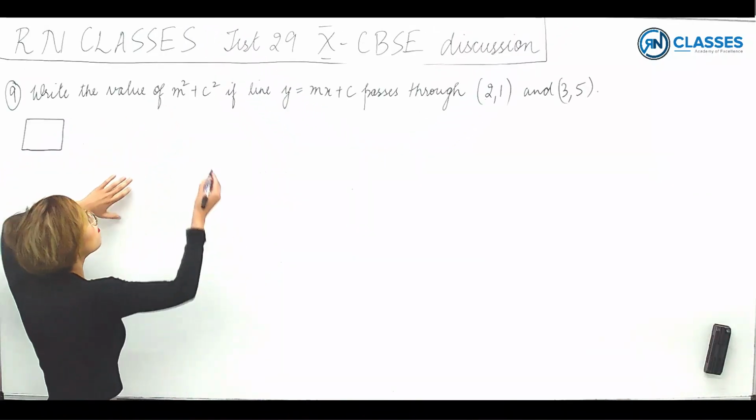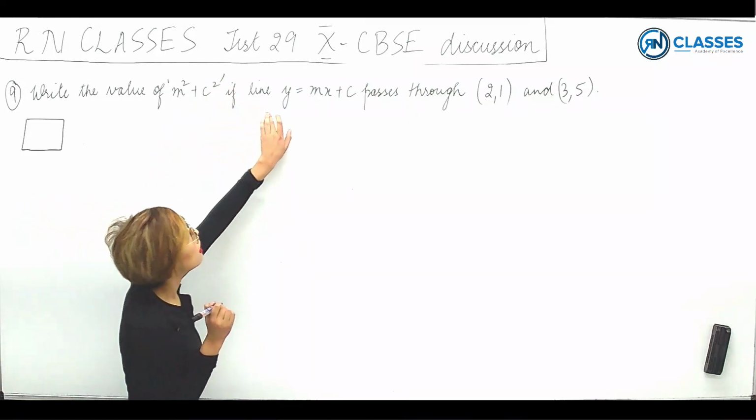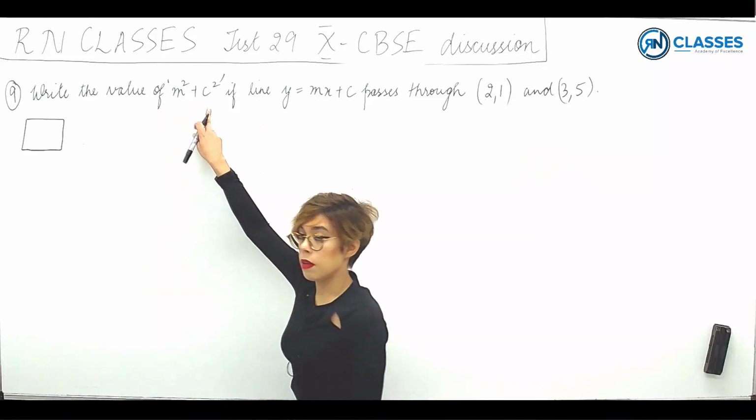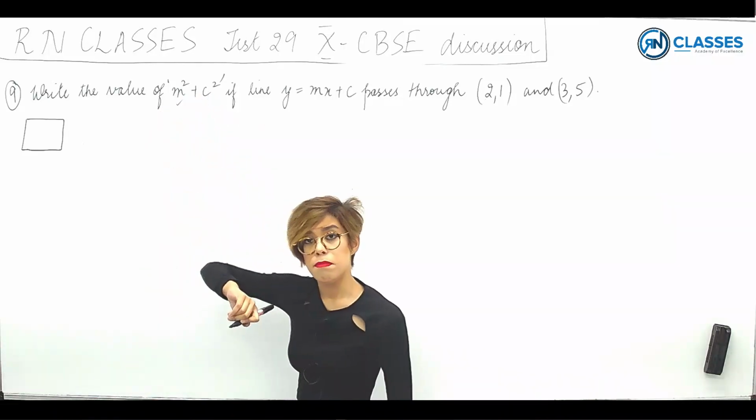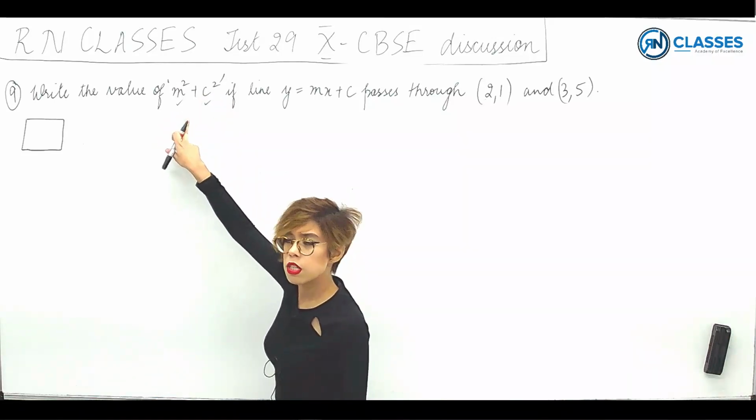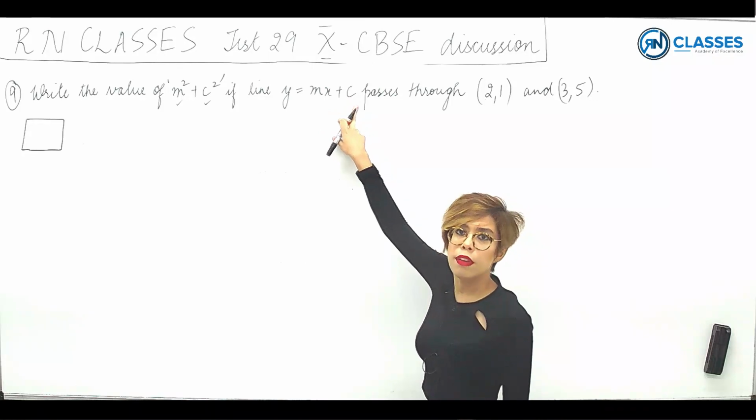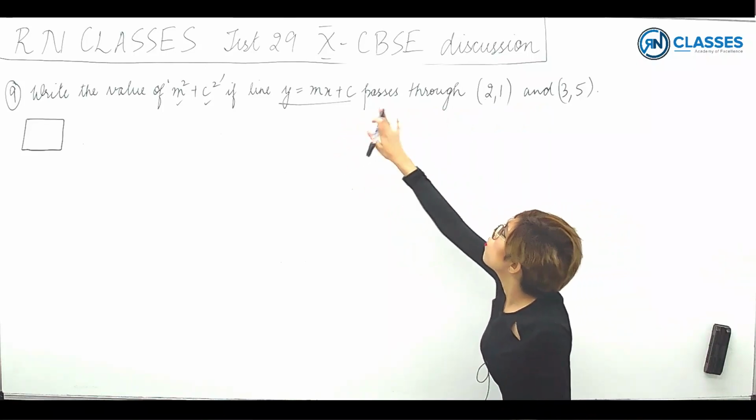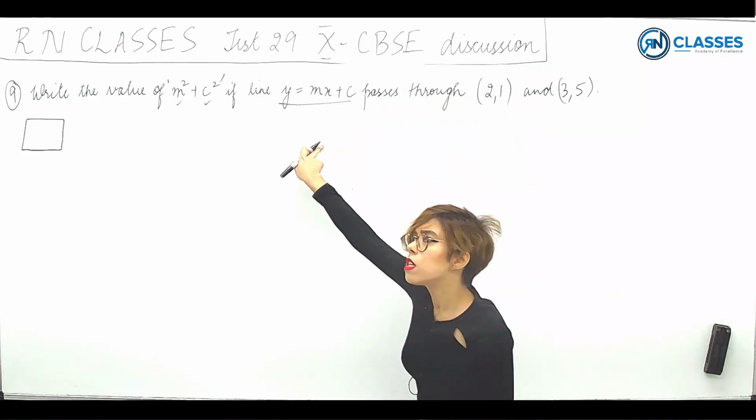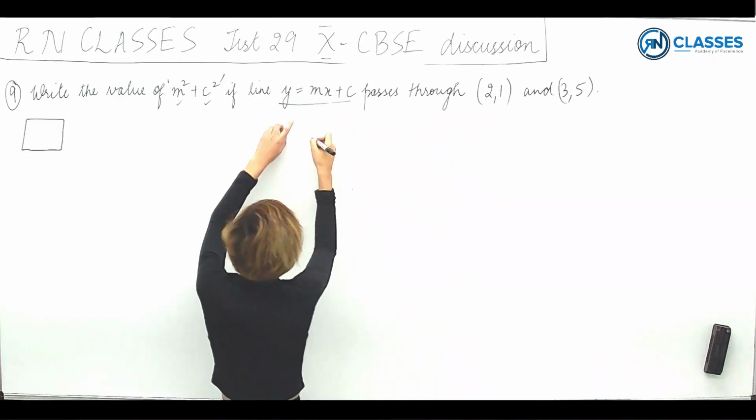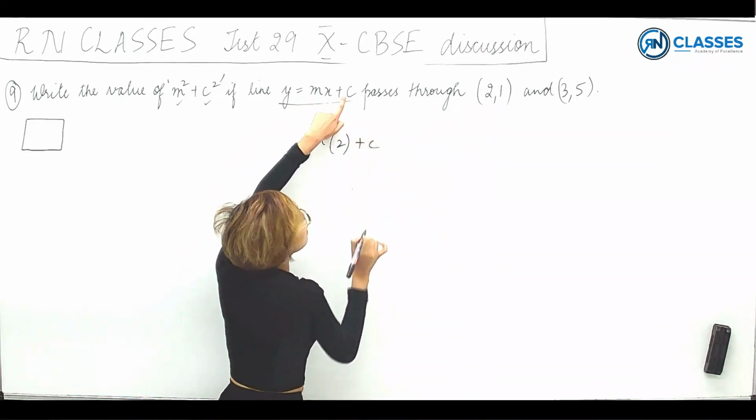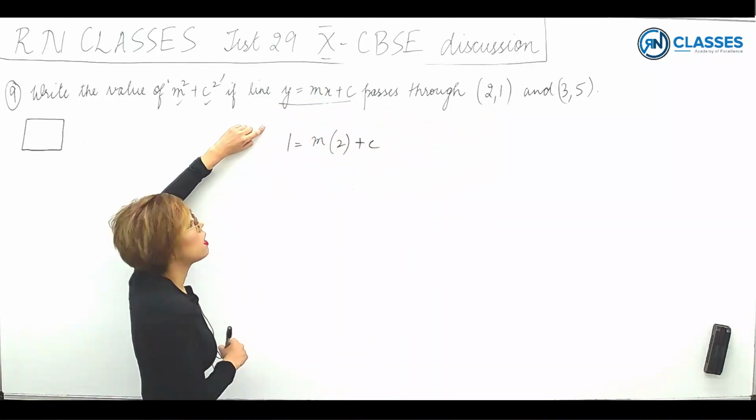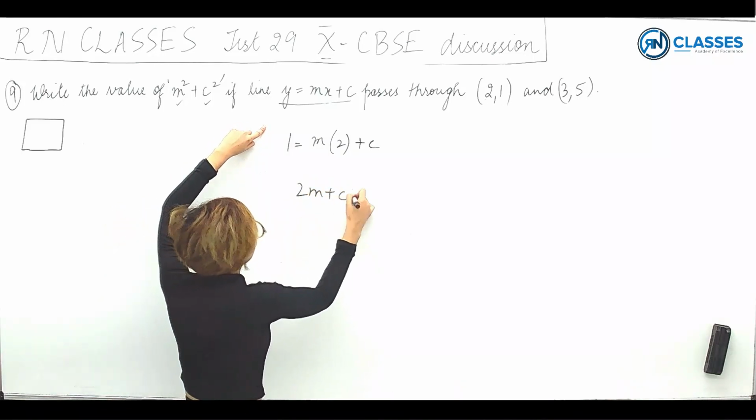Alright, so the next one. Write the value of m square plus c square if line y is equal to mx plus c passes through these 2 points. Now m square plus c square. If I somehow get to know the value of m and c, I can find the value of the expression. Now, m is involved here and c is involved here. And I know that the line passes through these 2 points. If the line passes through 2, 1, it will satisfy it. So replace x by 2 and y by 1. So m into 2 plus c equal to 1. So from here I get 2m plus c equal to 1.